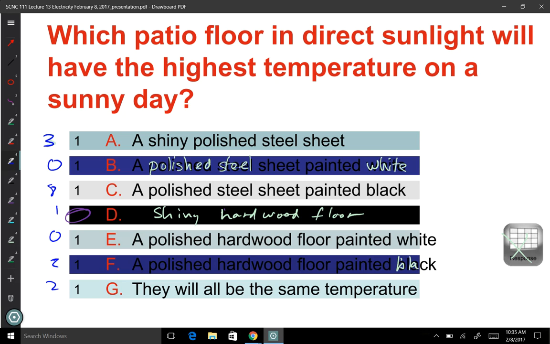Actually, D. Okay, shiny hardwood floor. Why shiny hardwood floor? I feel like if it's a dark wood, then you can take in more sun and be hot. Okay. Front row, Vanessa. I chose F. Okay. Because I feel like the other ones would reflect the heat versus absorbing it, and then the black.